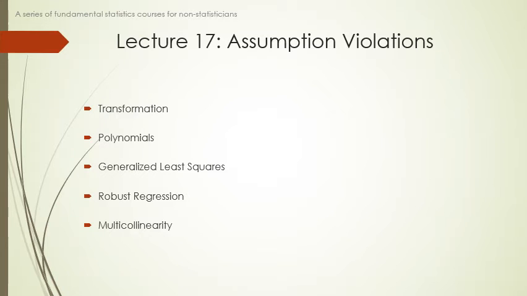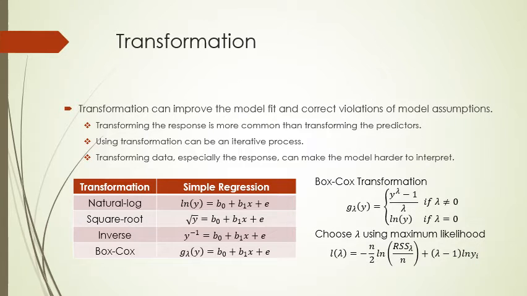In the 17th lecture, we will discuss some common methods to deal with the assumption violations in the linear regression models. Transformations can help the model fit and correct violations of model assumptions. We may transform data to improve model linearity, variance homogeneity, and error normality.